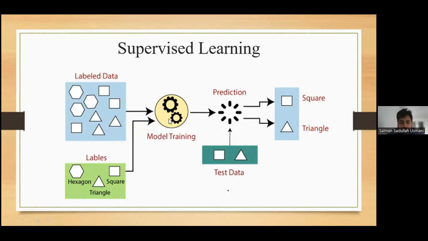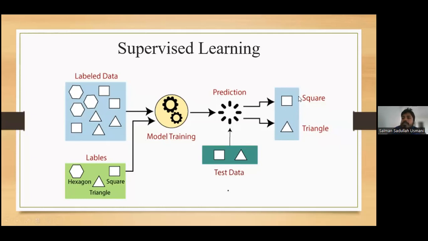In supervised learning, you will always differentiate your data into training data as well as testing data. You have the training data, and now you will test your model on some test data. The model has not seen the test data, but it has already learned all the features. So it will predict, okay, this is a square and this is a triangle. In this way, your model is predicting the things.